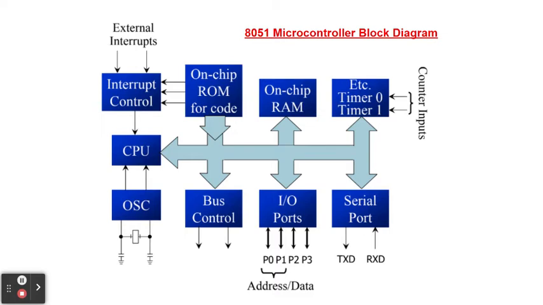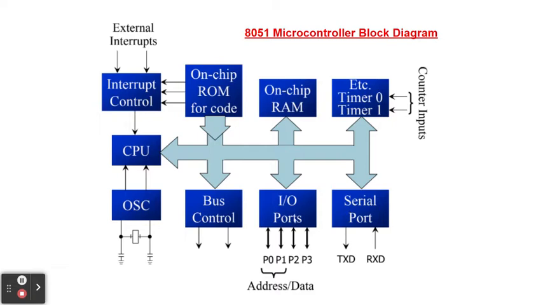This is the 8051 microcontroller block diagram. At the top, we have the external interrupts going to the interrupt control box. We have the on-chip ROM for code, the on-chip RAM, timer 0, timer 1, and the counter inputs going to the timers. We have the CPU, oscillator, bus control, input-output ports, and serial port.